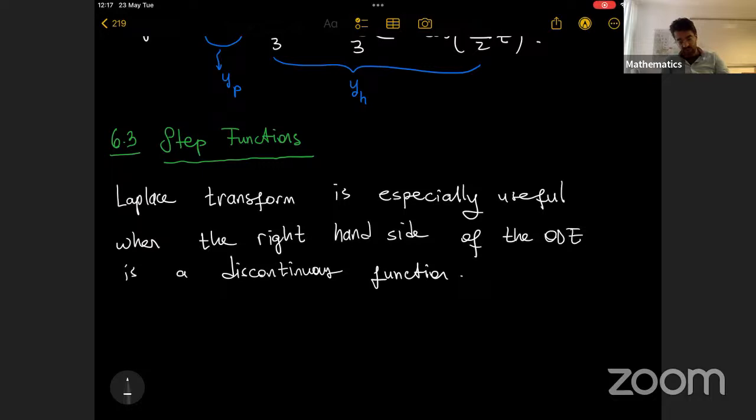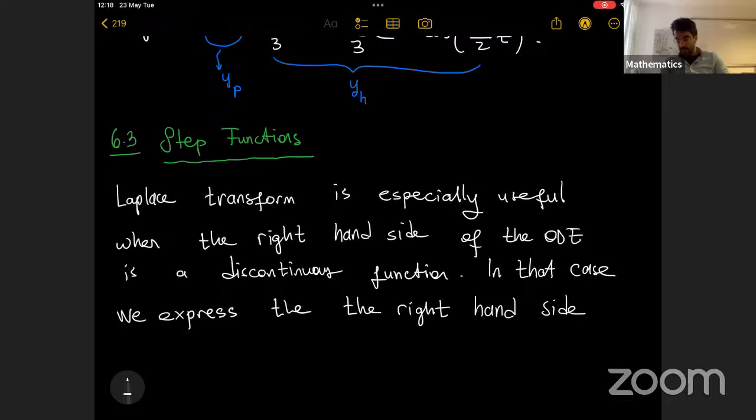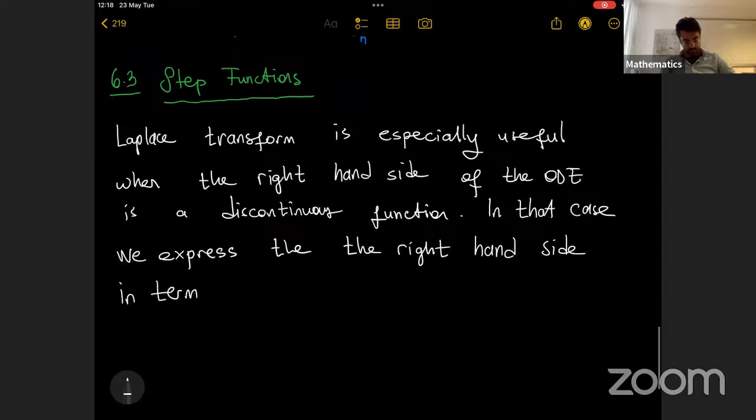So in that case, we express the right-hand side in terms of basic functions called step functions.